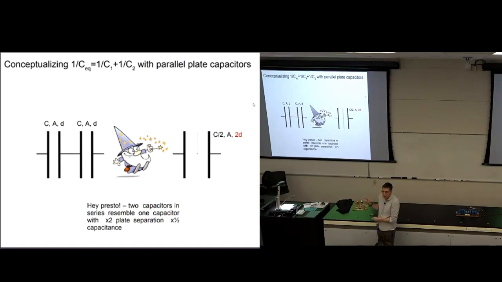What's he left with? He's left with another single parallel plate capacitor, replacing the two original parallel plate capacitors that were in series with one another. But this parallel plate capacitor has twice the separation. Twice the separation means you've got a smaller capacitance. You've got half the capacitance. So we put two capacitors in series, and we've made a smaller capacitor, smaller than either of the individual capacitances. So this is just a cartoon of how that works.